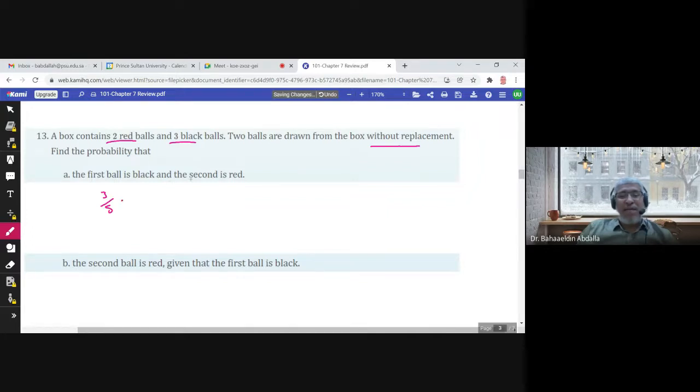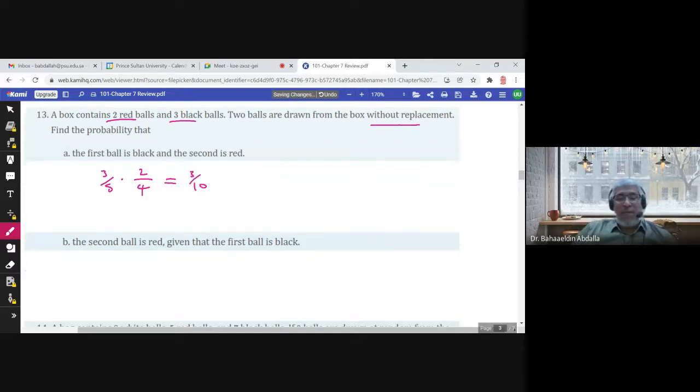Times the second is red. Now the number of balls left is 4 because without replacement, and the number of red balls left is 2 because the first was black. So that's the answer. Okay, 6 over 20 or 3 over 10. The second ball is red, given that the first ball is black.